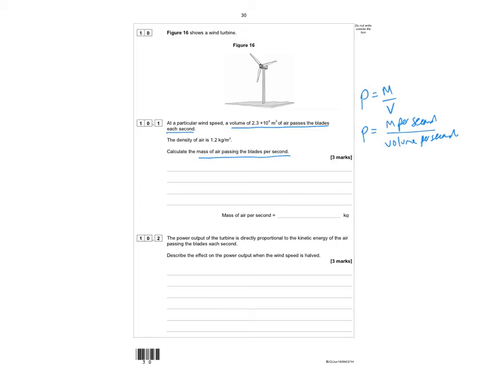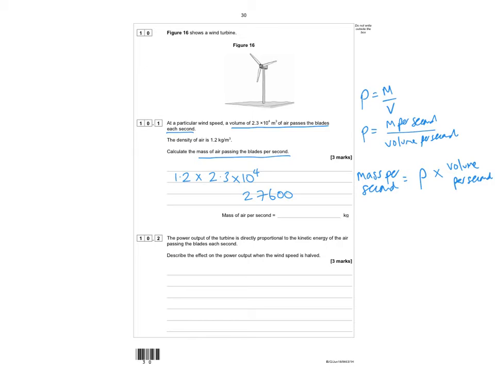So if we now rearrange that because we want to find the mass, the mass per second equals the density multiplied by the volume per second. So that's 1.2 times 2.3 times 10 to the power of 4. And if you put that into a calculator, that will be 27,600, or 2.76 times 10 to the 4.